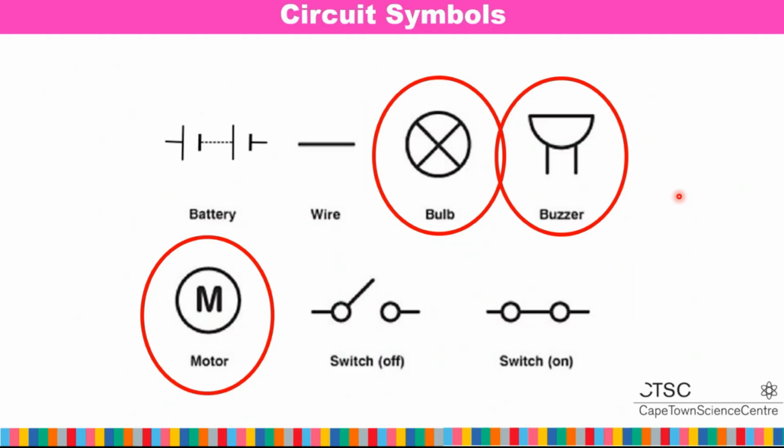Okay, so these are some other symbols that you might need to use. We have our basic ones, which are our battery, our wire, which is a straight line, switch off and switch on. The other symbols are the output energy symbols. We have our light bulb, which is the circle with a cross. If you were to use a buzzer, you would use this symbol over here. Or if you were to use a motor, which is a fan, you would use the circle with the M inside.